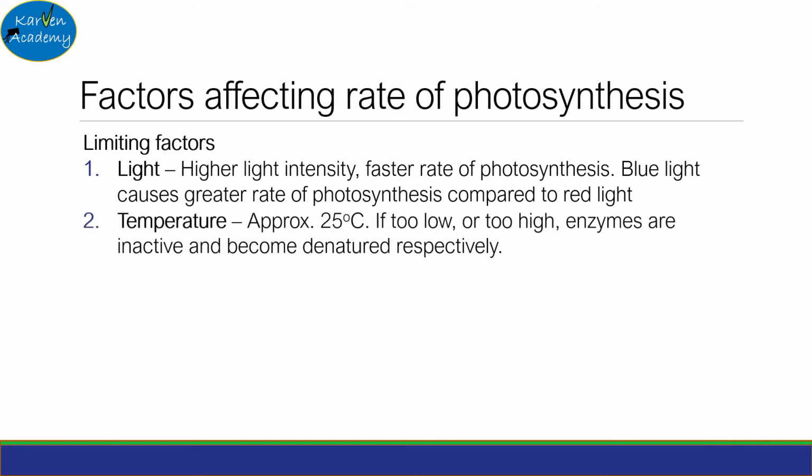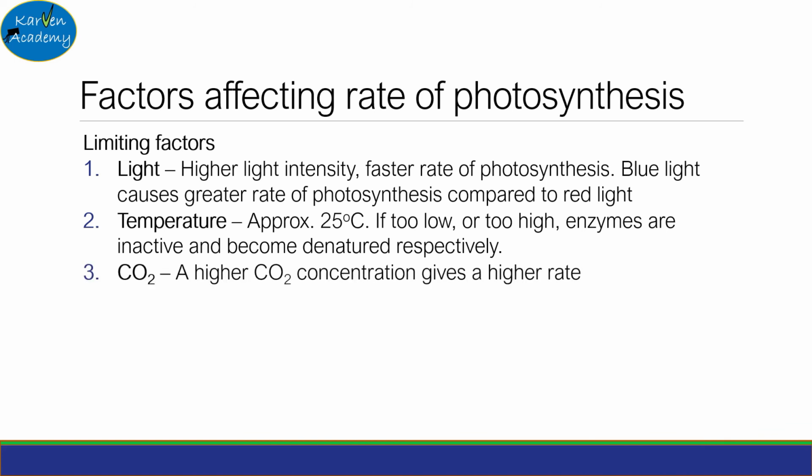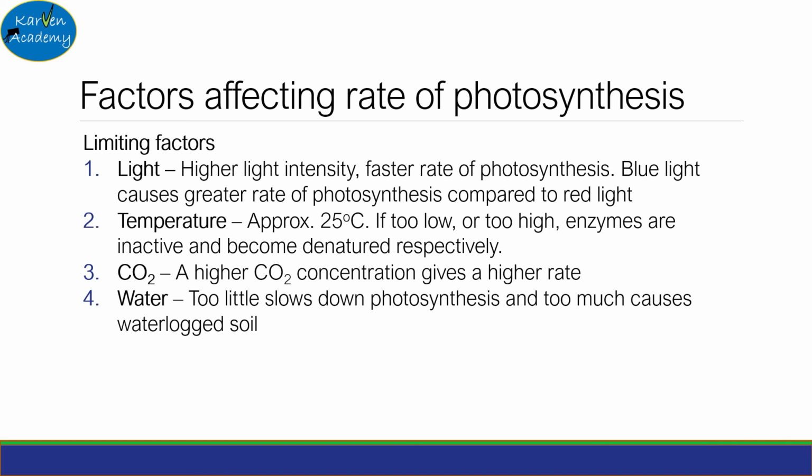Next is temperature. Again, no big surprise here. If it's too low or too high, enzymes that control photosynthesis either become inactive or become denatured, respectively. Next is carbon dioxide, where a higher concentration gives a higher rate. And finally, we have water. Too little water and then very little photosynthesis occurs, and too much results in waterlogged soil.